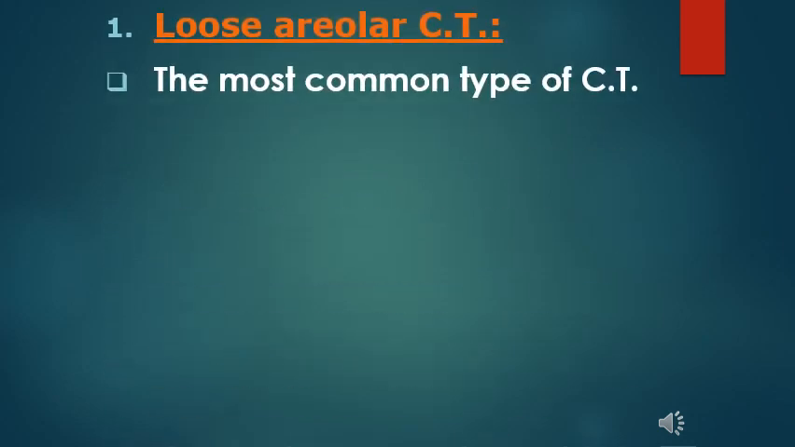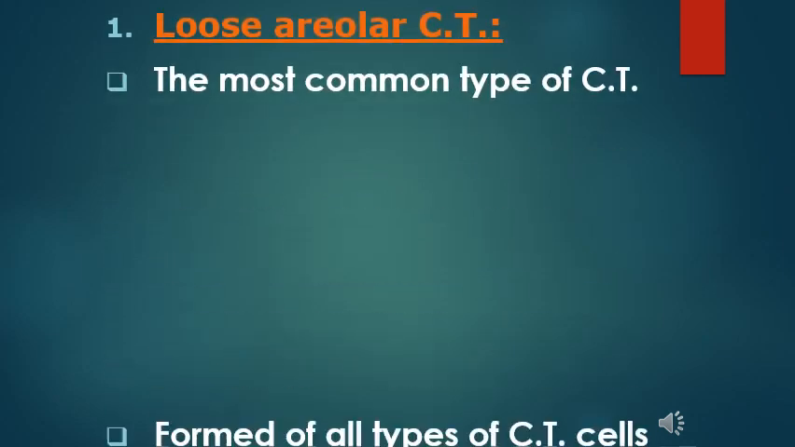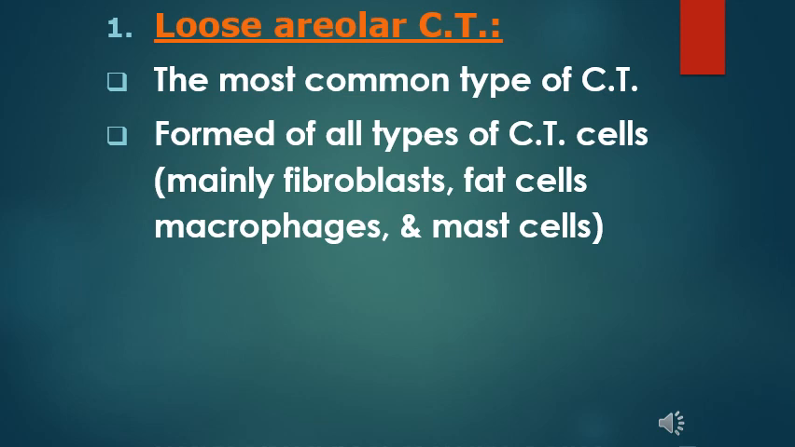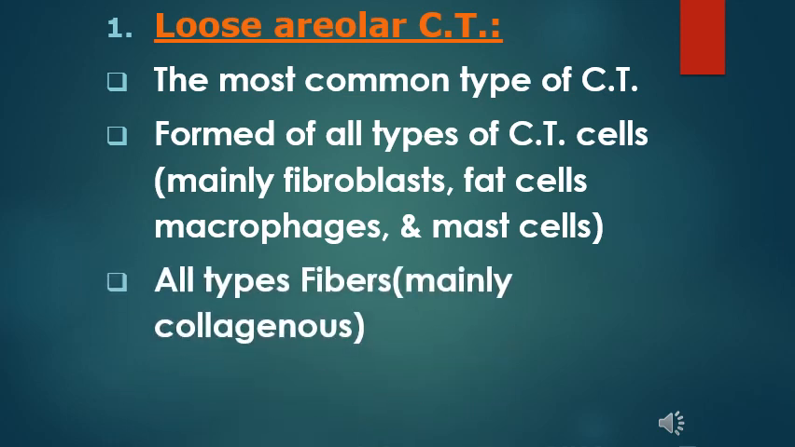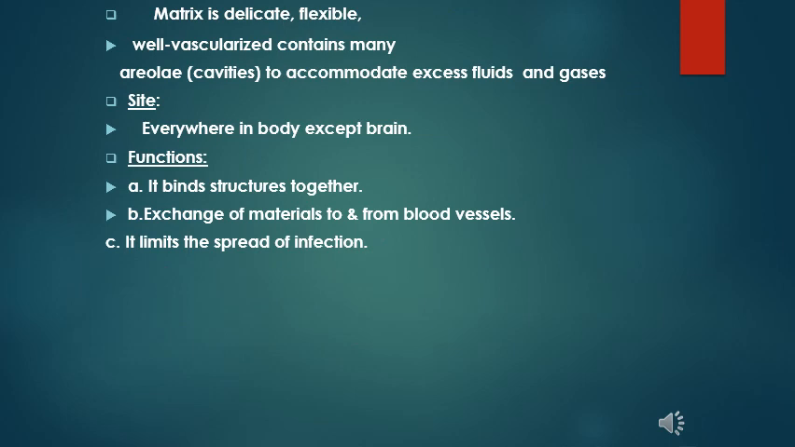The loose areolar is the most common type of connective tissue, formed of all connective tissue cells, especially fibroblast and fat cell, macrophage and mast cell. Formed of all types of fibers, especially the collagen fiber. The matrix is delicate and well vascularized and contains cavities that accommodate fluids and gases. It is present everywhere except the brain.